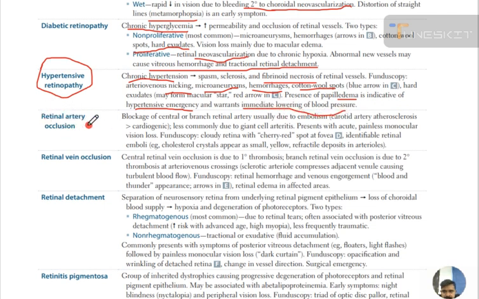The next is the retinal artery occlusion, blockage of central or branch retinal artery, usually due to embolism, carotid artery atherosclerosis, more than cardiogenic. Less commonly due to giant cell arteritis. So it is also a complication of giant cell arteritis, but it is less common. Presents with acute, painless, monocular vision loss. Monocular means single-sided vision loss.